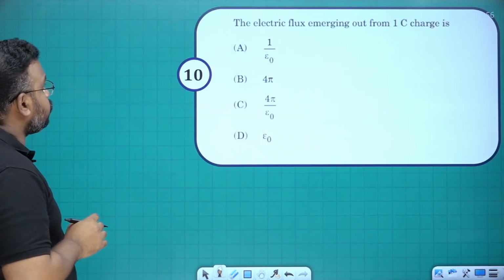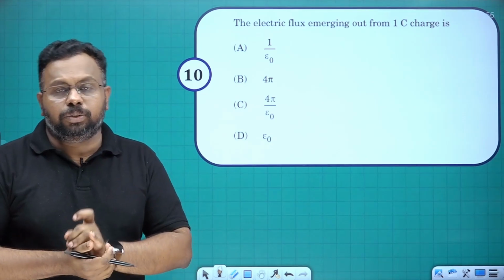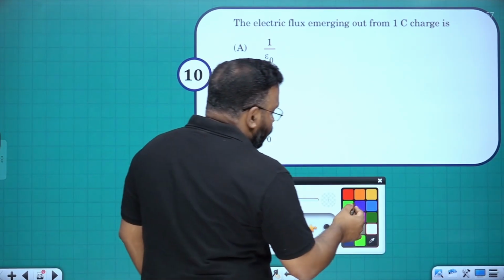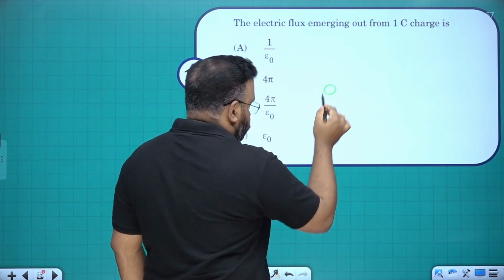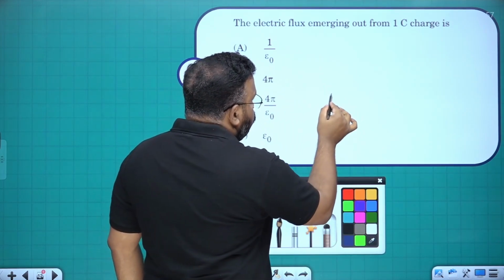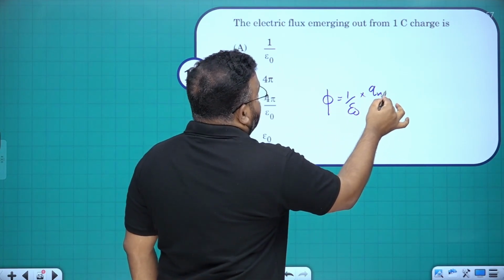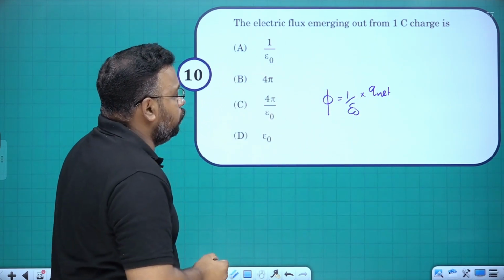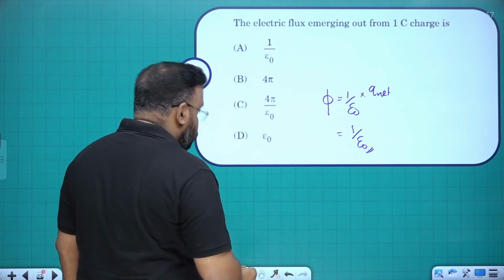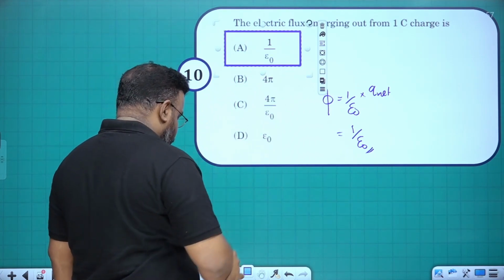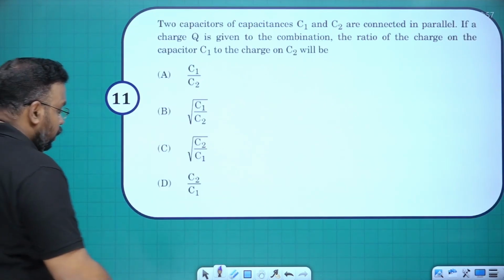Question number 10. Electric flux emerging out from 1 coulomb charge is... a very simple question. 1 coulomb charge. Okay, we can directly use the Gauss theorem formula. What is the Gauss theorem formula? Phi is equal to 1 by epsilon naught into what? Q net. But emerging out from 1 coulomb, so Q net is 1. So we get what? 1 by epsilon naught. Very simple question. Option A is the right answer. Option A is the right answer for this question. Easy? Yes.